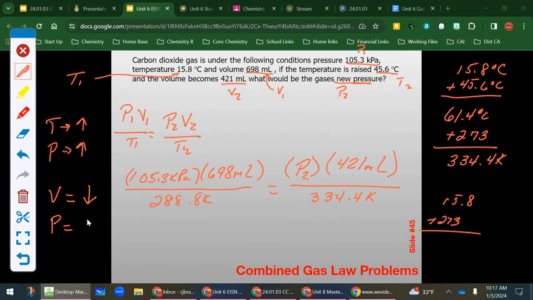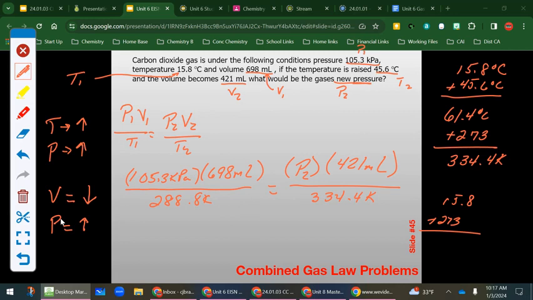I've got people yelling both at me. Somebody make a decision here. What kind of relationship is pressure and volume? Inverse. So if volume is going down, pressure will go up. So what is the only thing pressure can do in this problem, ladies and gentlemen? It's got to go up.